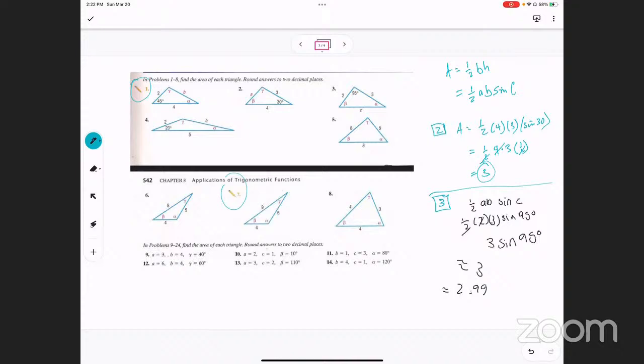I think there is a formula for this. Yes. Here it is. You ready?